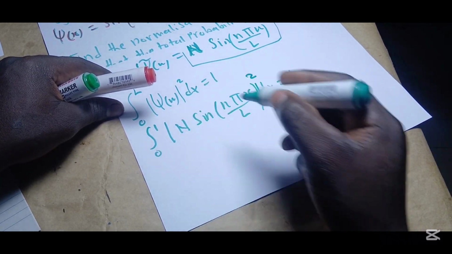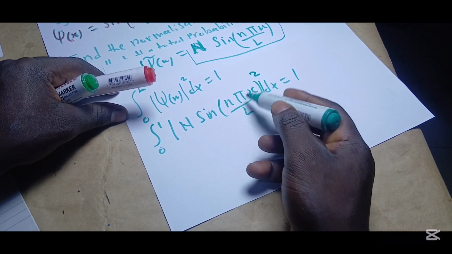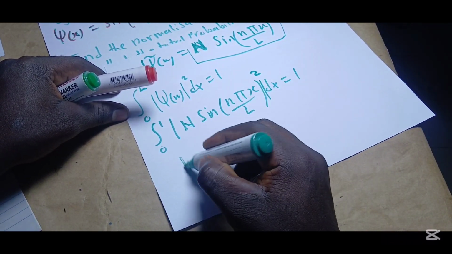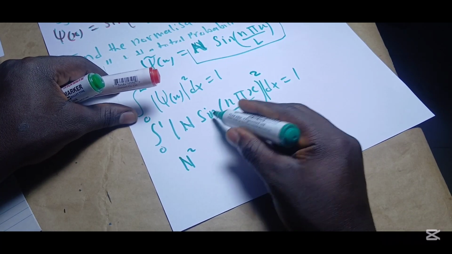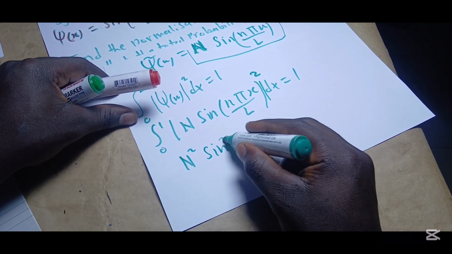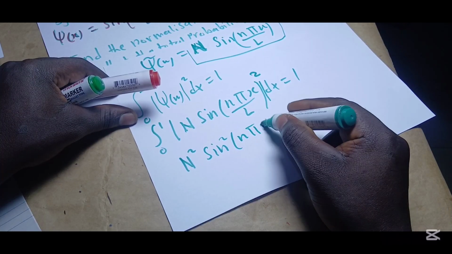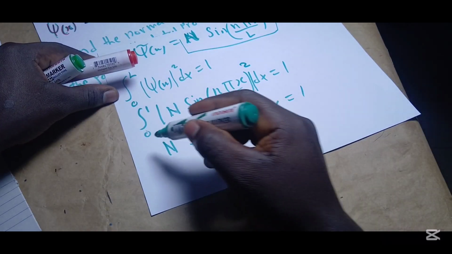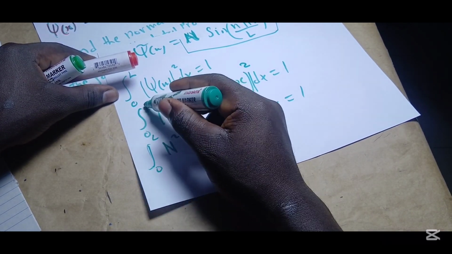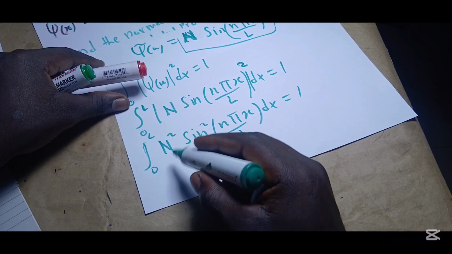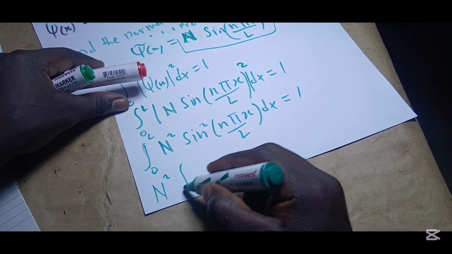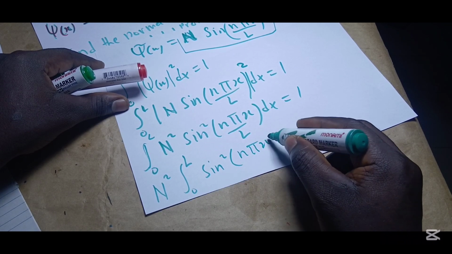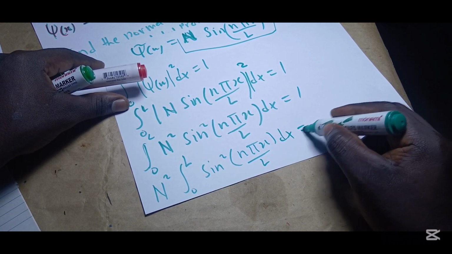all squared here. So let's expand what is in the bracket. n to the power 2 gives us n squared, then sine to the power 2 gives us sine squared n pi x over L dx equal 1, integral from 0 to L. Since n is a constant, let's bring it out. The integral from 0 to L, sine squared n pi x all over L dx equal 1.